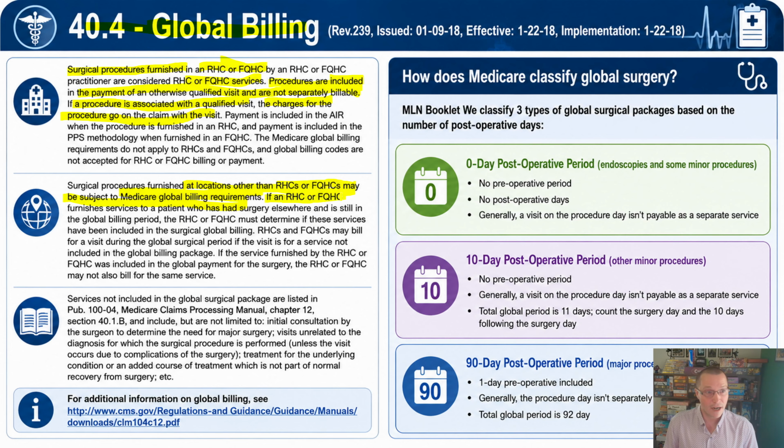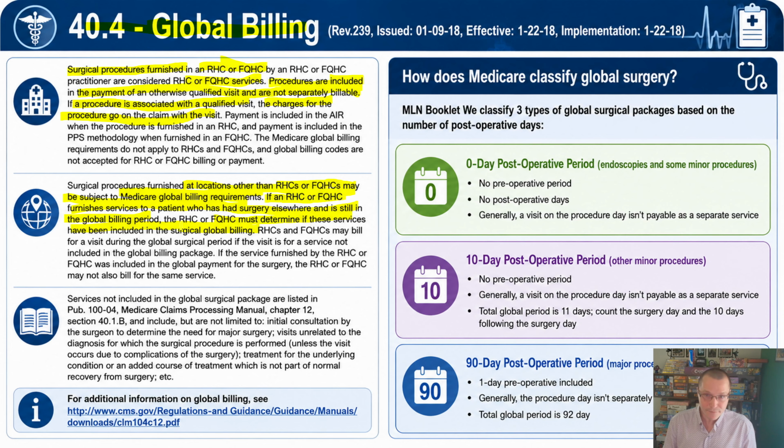If an RHC or FQHC furnished services to a patient who has had their surgery elsewhere and are still in the global billing period, it is the FQHC's responsibility to determine if these services have been included in the global surgical billing. What that means is it is up to you to review the documentation and how they billed for their services, and if they properly billed with a modifier 54 for surgical procedure only. If they didn't, then you as the FQHC can't actually bill for these services separately if they are in a global period.